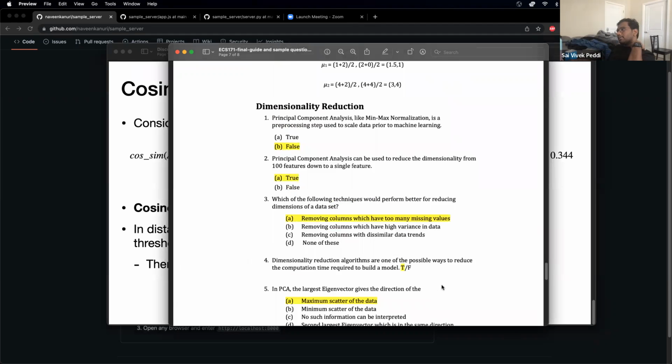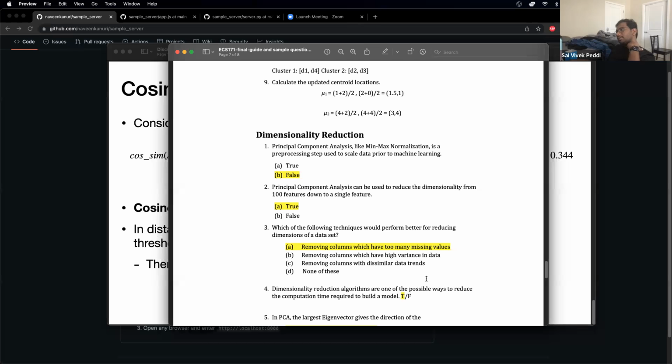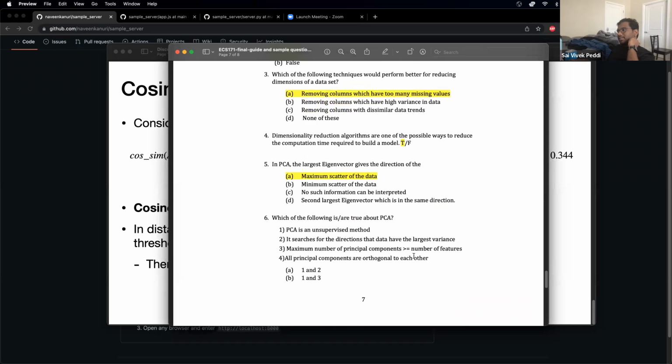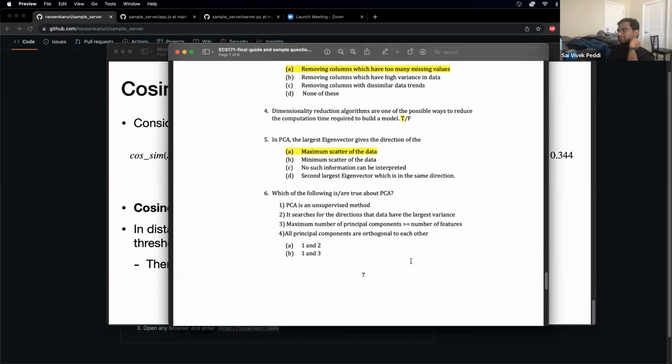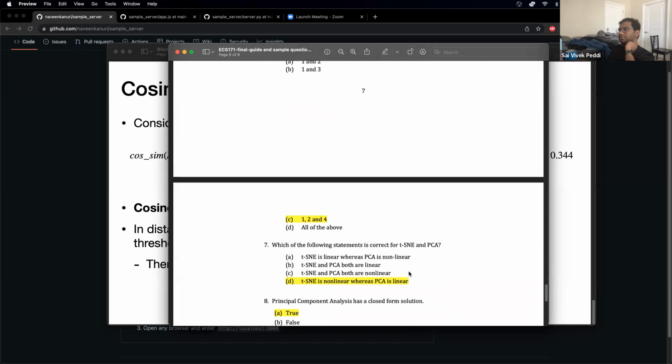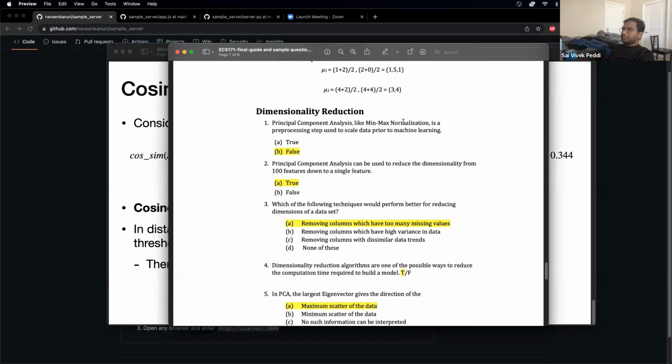Now, finally, coming to the dimensionality reduction part. I think all of these are basically theoretical questions, so I'll quickly go through them. Principal component analysis, like min-max optimization, is a pre-processing step. It's not a pre-processing step, we've already spoken about it. It's a dimensionality reduction technique. So principal component analysis can be used to reduce the dimensionality from 100 features down to a single feature.